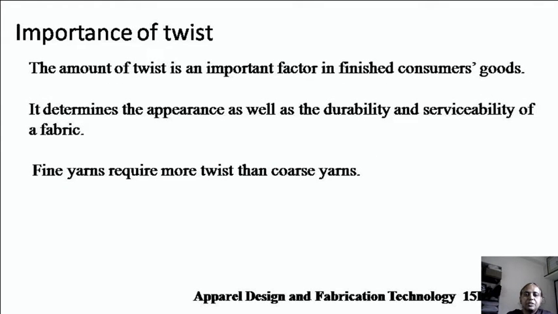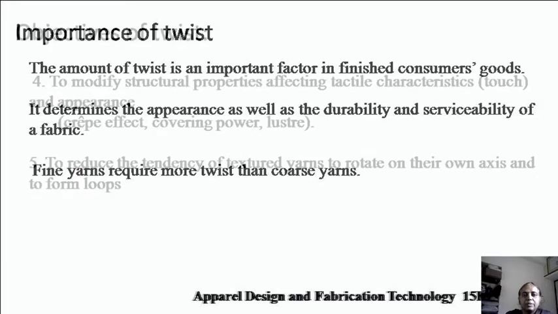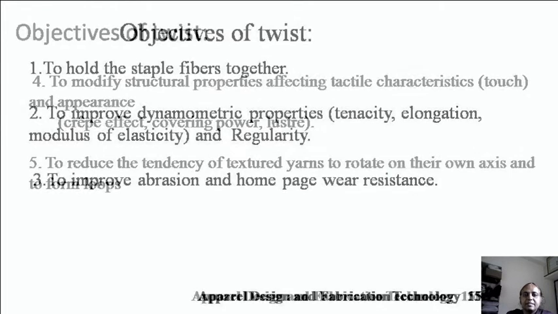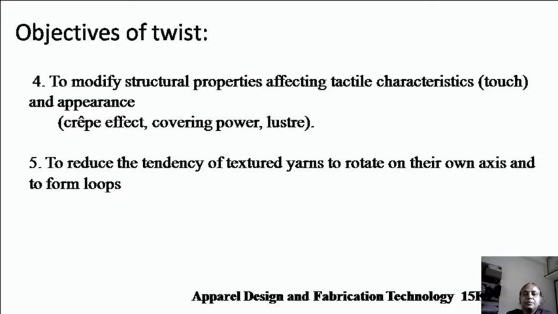So what are the objectives of the twist? To hold the fibers together, to give strength, to improve the dynamometric properties, to improve abrasion and wear resistance, and to reduce the tendency of textured yarns to rotate and form loops. These are the objectives of the twist.